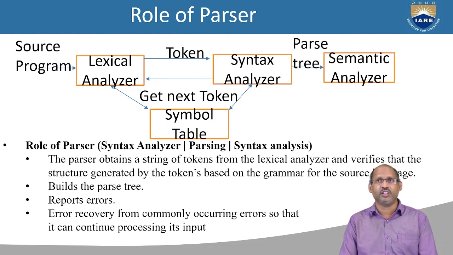Here, both phases are connected with a symbol table, where the lexical analyzer will store the information about the variables and the syntax analyzer will update some information, and the data is accessed from the symbol table. Right? So the syntax analyzer takes the sequence of tokens and gives the output as parse trees.